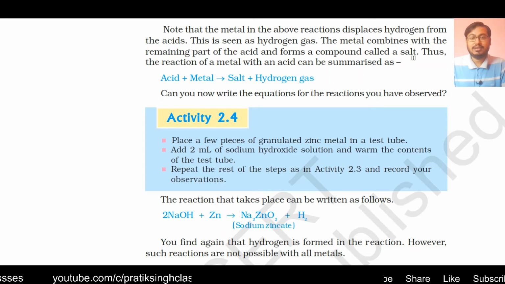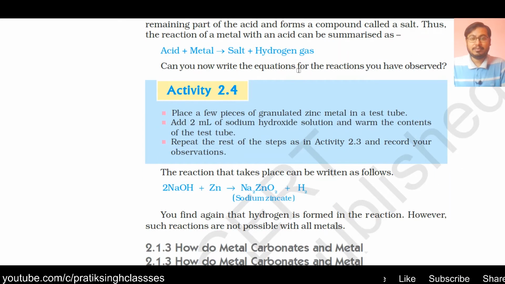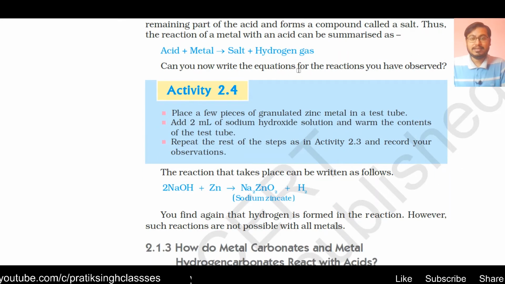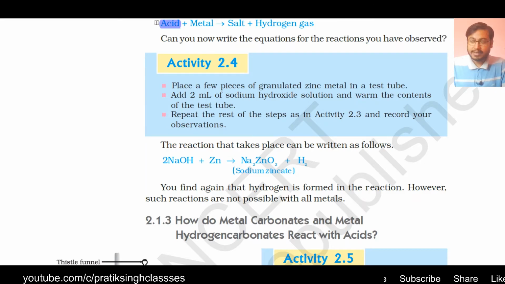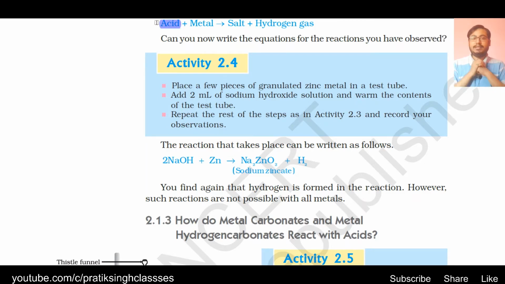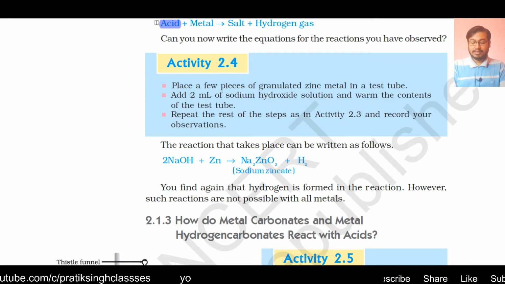Thus, the reaction of a metal with an acid can be summarized in a word equation: acid plus metal makes salt plus hydrogen gas. Here hydrogen gas has come out from the acid, and you know very well that in any reaction, if the reactant reacts with oxygen, or oxygen is added or hydrogen is removed, then it is said to be oxidized.